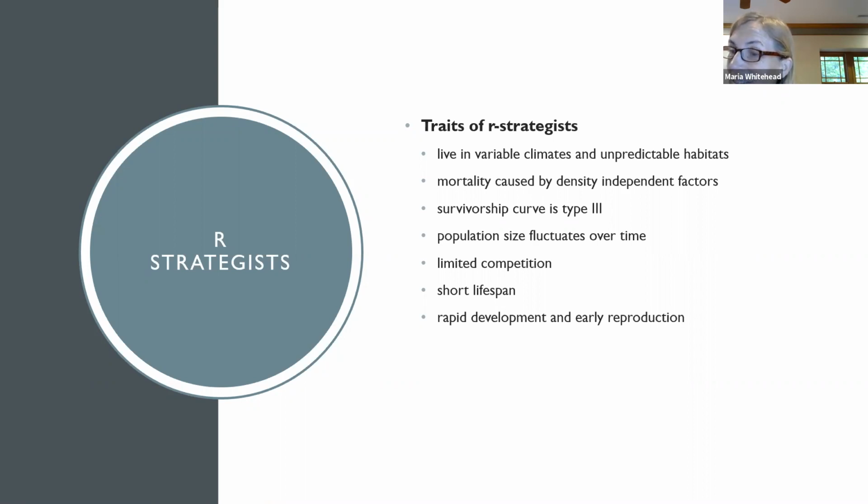They tend to live in variable climates, sometimes in unpredictable habitats. Mortality tends to be caused by density independent factors, weather, and catastrophic events. Population size fluctuates over time. They may have limited competition, short lifespans, rapid development, and early reproduction.